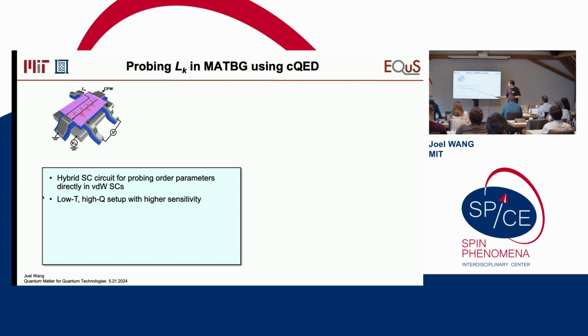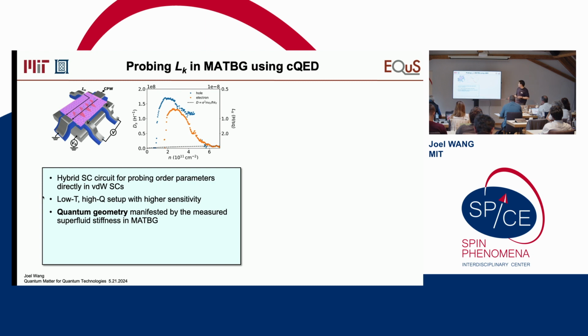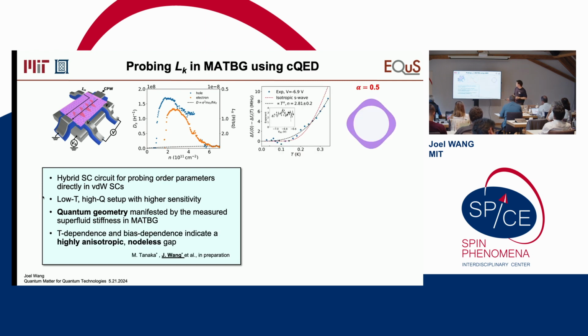A high quality factor setup with hopefully higher sensitivity than other techniques. And we see features of quantum geometric effect manifested by the measured superfluid stiffness in the MATBG devices. And we see the temperature dependence and bias dependence that indicate a highly isotropic but nodeless gap. Okay? So here's the summary of the result, but the question remains, right?